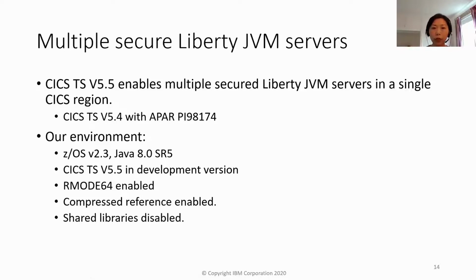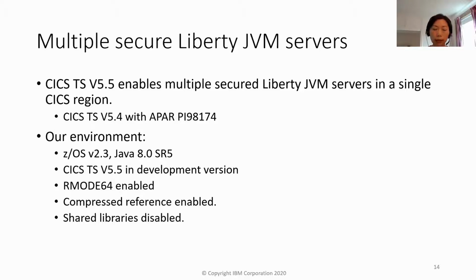So next few slides, I'd like to show you multiple JVM servers. As you know, in CICS 5.4, 5.5, and 5.6, we improved a lot on the Liberty JVM server. It's fine to run one JVM server to serve all your Liberty applications. However, in CICS 5.5, we enabled multiple secured Liberty JVM servers in a single CICS region. This is also available in 5.6 with the APAR.